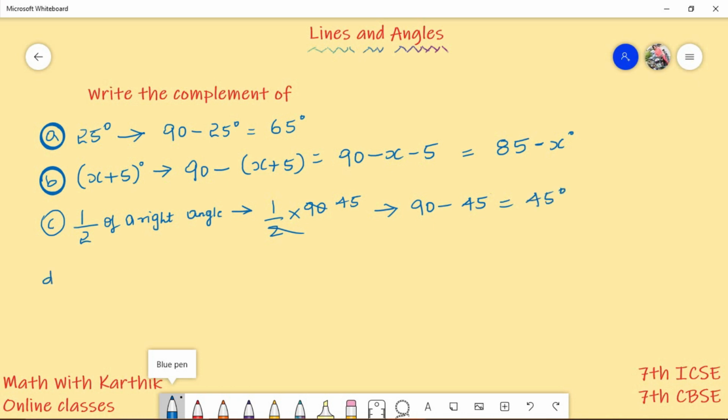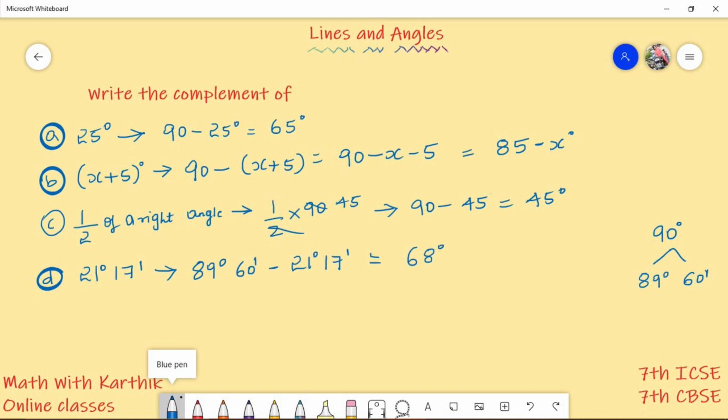Now let me take one more example. 21 degree 17 minutes. Whenever you see minutes in the question, you have to convert 90 degrees to 89 degree and 60 minutes. Now, 89 degree 60 minutes minus 21 degree 17 minutes. So what will you get? 89 minus 21 will be 68 degree and 60 minus 17 minutes will be 43 minutes.